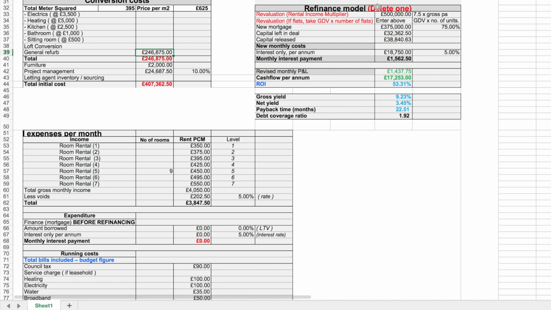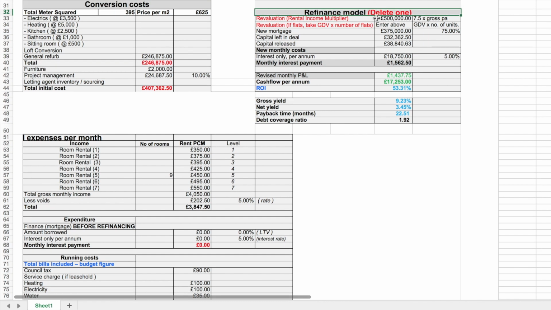Refinance model, I put delete one. So basically, we've got these two red bits here. We've got an HMO revaluation, which will be based on the rental income, so it's a rental income multiplier valuation. Or if you're doing flats, then basically you just find a comparable flat in the local area. And if you're doing 10 flats, then you just times it by 10. You're going to sell each flat individually. Each one's got to be individually mortgageable, etc.